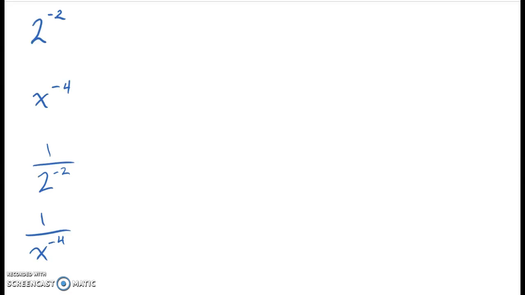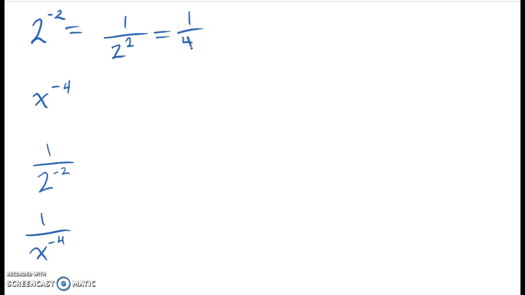2 to the negative 2 power just means take the inverse of 2 to the 2 power. And what that means is, put it in the denominator and make it positive. The inverse, there's the inverse. 1 over 2 squared is 1 over 4.